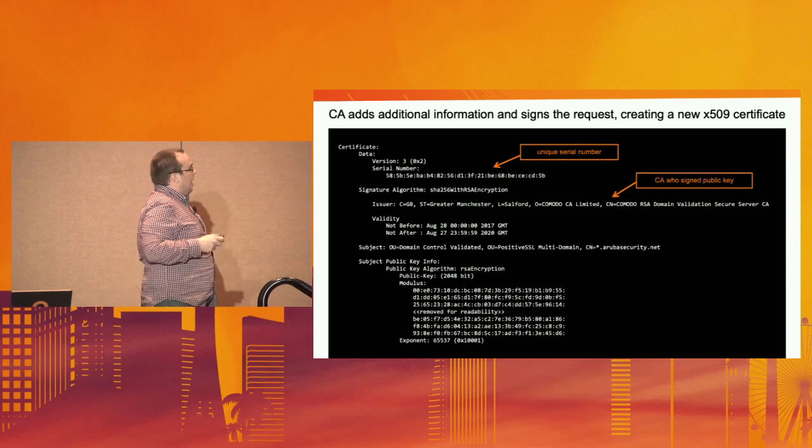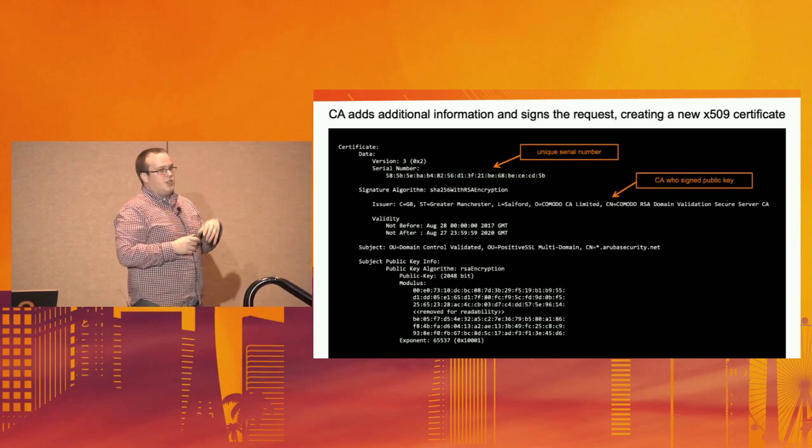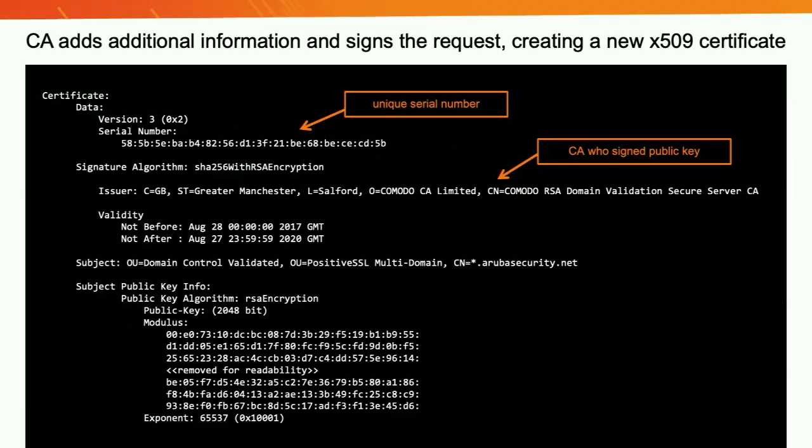You end up with the actual issuer's name, right? So this is the CA who signed it, so that's going to be that intermediate certificate, not the root. You'll have the validity, right, in the middle, which I didn't have a sign for, sorry. Not valid before and not valid after. And then you'll have the modified subject name. So you'll notice, like, I did not request a certificate with OU domain control validated, OU positive SSL, blah, blah, blah. All I did was request CN equals arubasecurity.net.